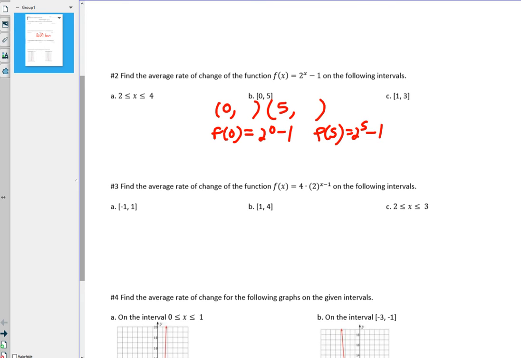2 to the 0. What's any number to the 0 power? Ask Vicente. I think Vicente knows. What's any number to the 0 power? One. Any number to the 0 power is 1. So what's 1 minus 1? 0. So this is actually going to go through the origin. It's at 0, 0. And then what's 2 to the 5th power? 2 to the 5th is 32. 32 minus 1 is 31.